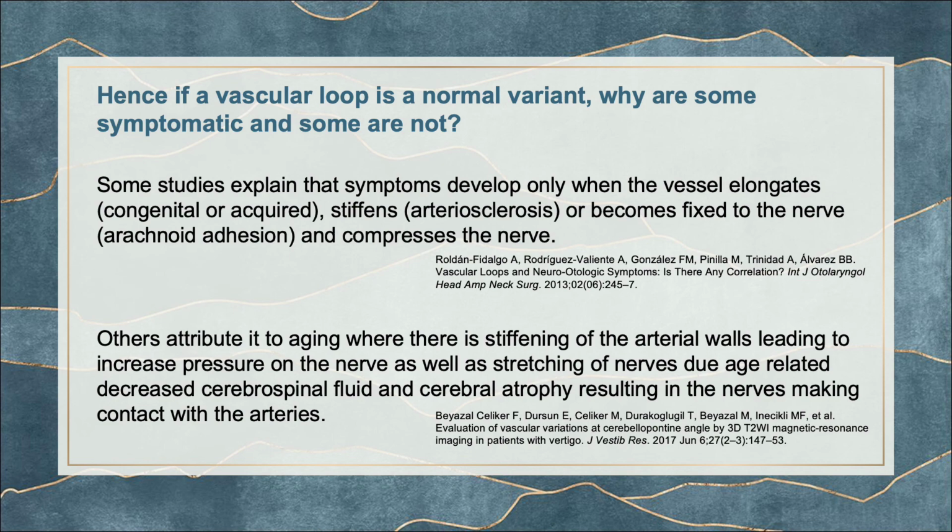Some studies explain that the symptoms develop only when the vessels elongate, whether it's congenital or acquired, or if it stiffens due to arteriosclerosis, or become fixed to the nerve due to arachnoid adhesions, and they compress the nerve. Others attribute it to aging, where there is stiffening of the arterial walls, leading to increased pressure on the nerve, as well as stretching of the nerves due to age-related decreased cerebrospinal fluid and cerebral atrophy, resulting in the nerves making contact with the arteries.